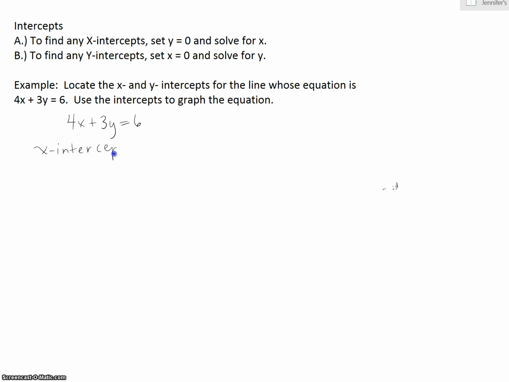To find an x-intercept, we're going to plug in y equals 0. So 4x plus 3 instead of y, we're going to let that be a 0, equals 6. 3 times 0 is 0, so that cancels. So we have 4x equals 6. Divide by 4 on each side, we get 6 over 4, which simplifies to 3/2.